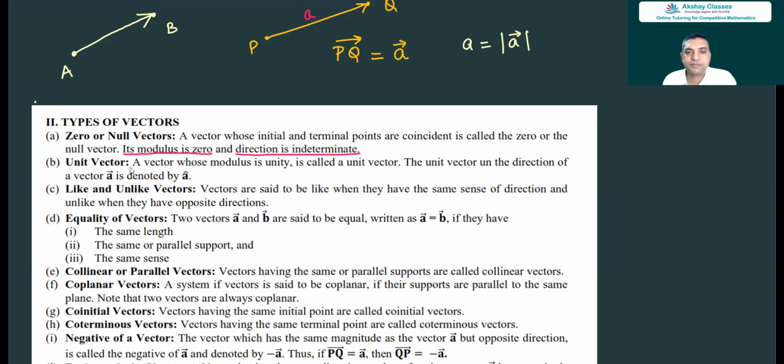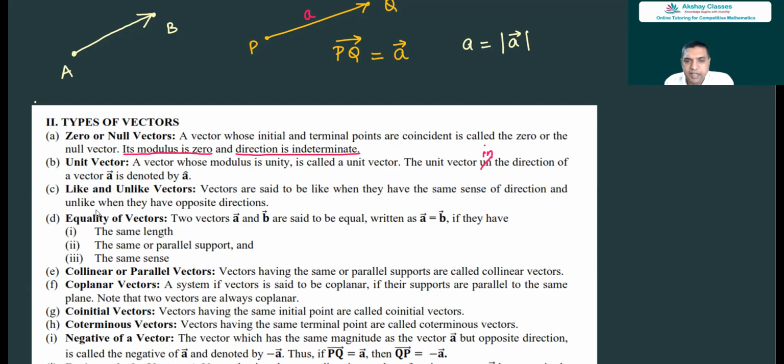Now, a unit vector is a vector whose modulus is unity. We know this. The unit vector in the direction of a vector A bar is denoted by A cap. So unit vectors are denoted by a cap, a hat.